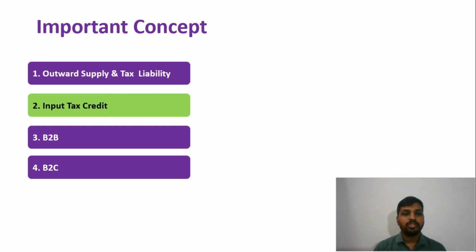Now the third and fourth concept is B2B and B2C. So what is business to business transaction? When you are selling goods or services to another business, the business which is registered with GST, this particular transaction will fall under the B2B category. And what is B2C? If you are selling to a customer who is not registered and the customer will use the goods, this transaction is known as B2C, business to customer.